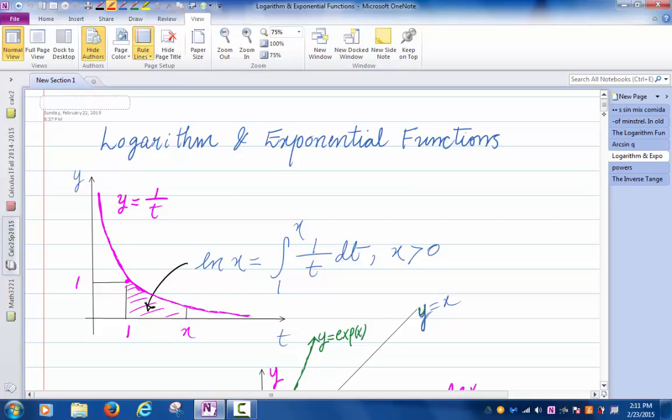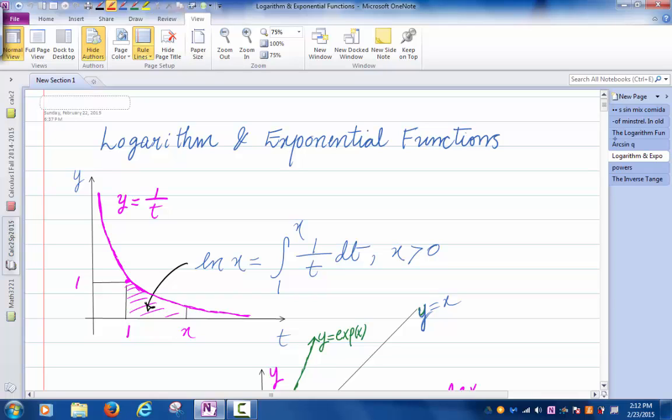So essentially we are defining the ln x function in terms of the area below the graph of 1 over t. We have defined the ln of x function essentially in terms of the area below the graph of 1 over t. Is everybody okay?